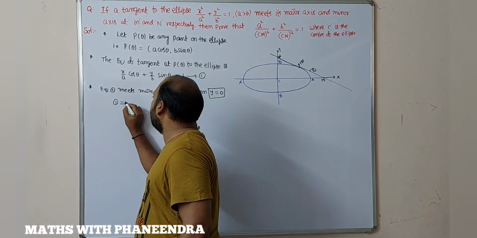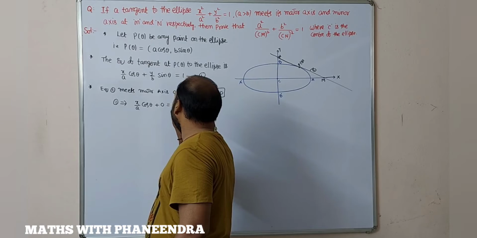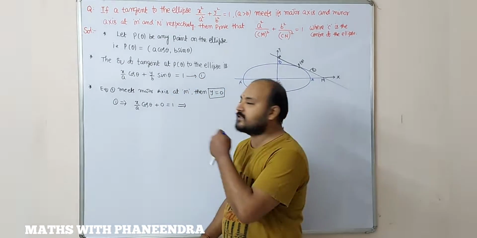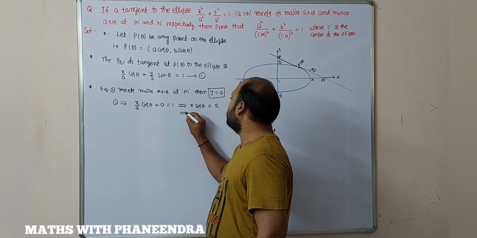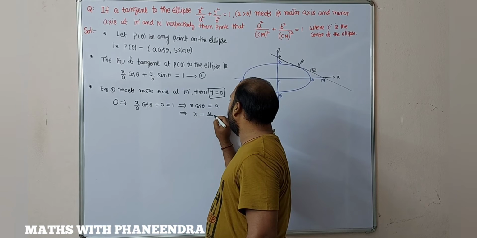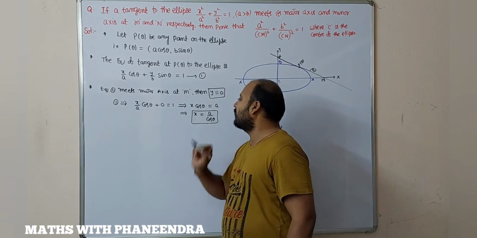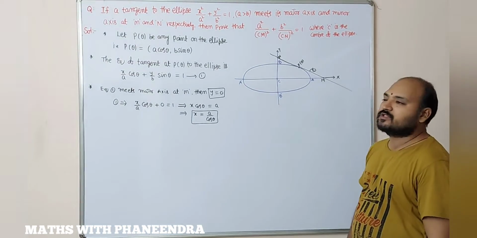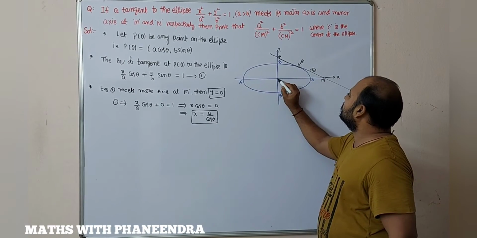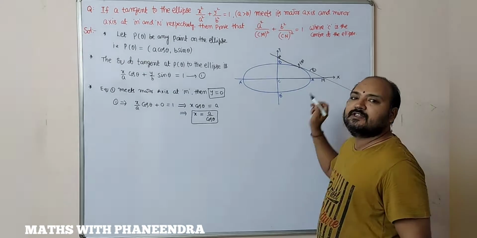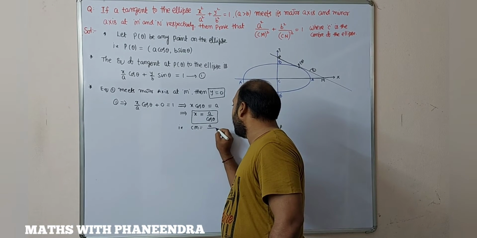Therefore equation 1 implies that x by a cos theta plus 0 is equal to 1. From that make x the subject. So x cos theta is equal to a. That implies that x is equal to a by cos theta. X is equal to a by cos theta. So how is the value of x? This CM is the x-intercept. That is CM is equal to a by cos theta.